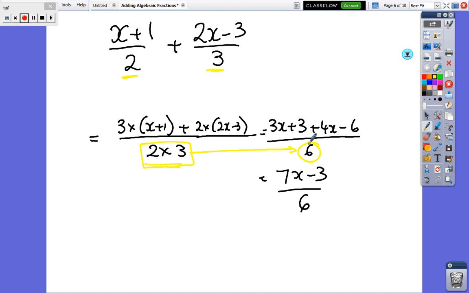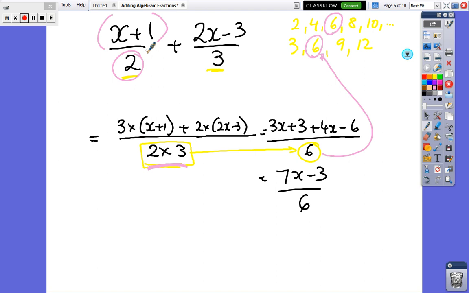If you don't like this method, just write out 2, 4, 6, 8, 10, and then 3, 6, 9, 12, and what we're looking for is the first number that appears in both. So there's the first number that appears in both, and so that's why the lowest common denominator is 6. So if you don't like this other method, just write out the multiples until you get one number repeat. Okay, so this 2 is going to change to a 2 by 3. So that means that that number has to be multiplied by 3.